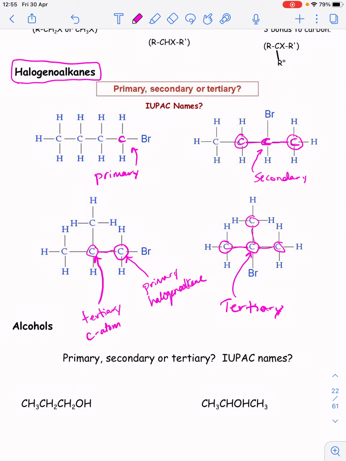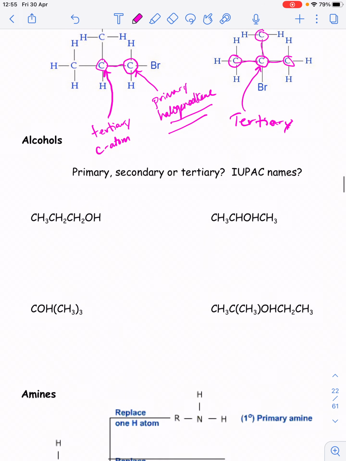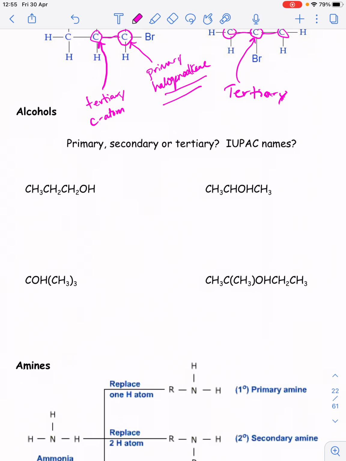So you can have a tertiary carbon atom in this molecule, but if they ask you to describe the classification of the halogenoalkane, then you need to look at specifically the carbon that they're talking about that's connected to the halogen. This exact same system is used to describe alcohols, whether or not they are primary, secondary, or tertiary. And you can sort of see it in the condensed structural formulas. It does help to draw them out. But knowing a bit about organic structures, if you see a CH2, that tells you that that's like in the middle of a chain.